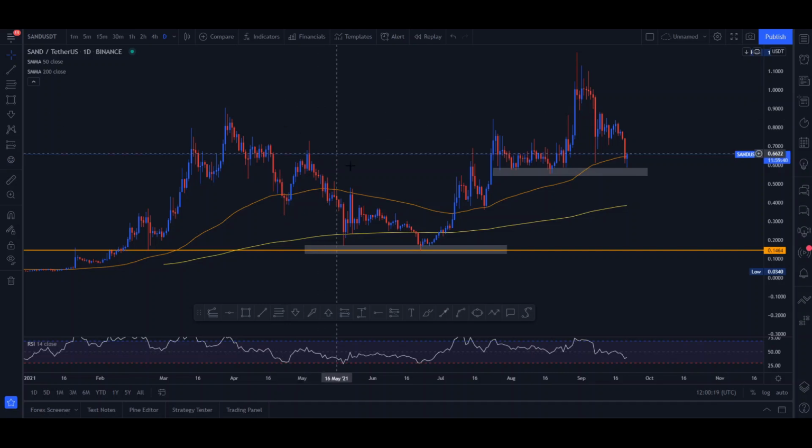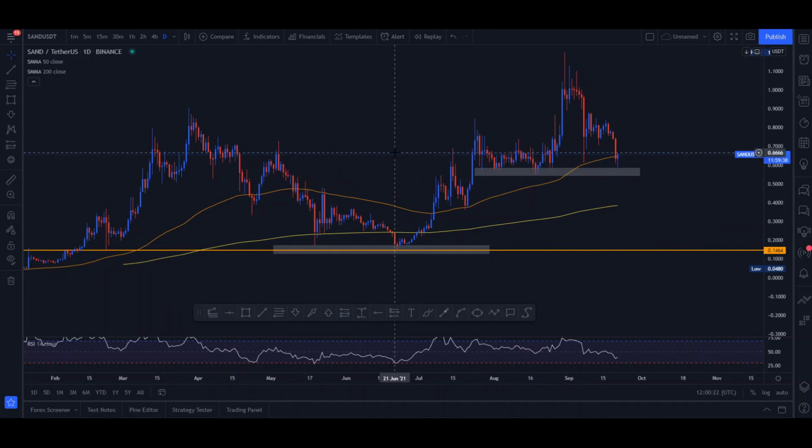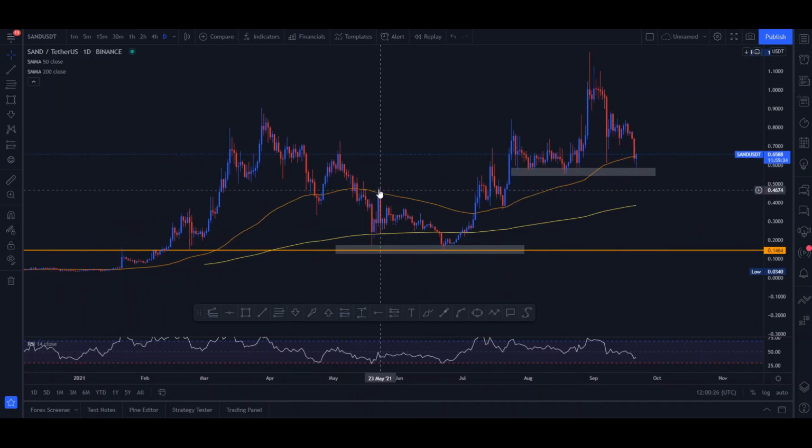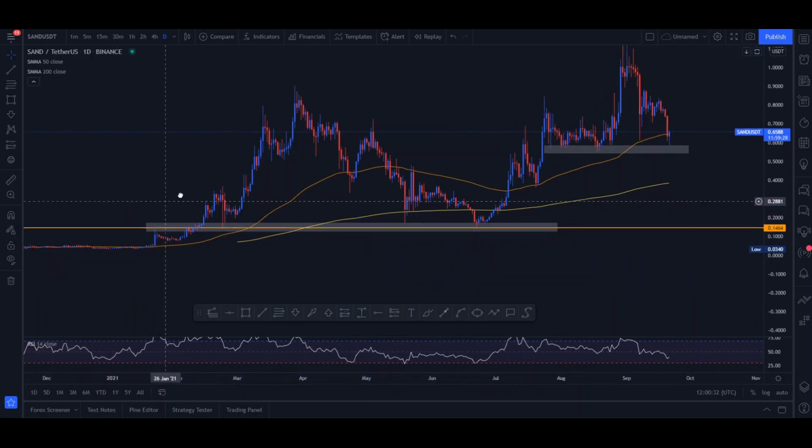Let's dive straight in to Sand today, where we're going to cover it purely from the technical perspective. So the first thing that we can see on this chart is actually a very nice zone of support, which did act as a resistance in the past.